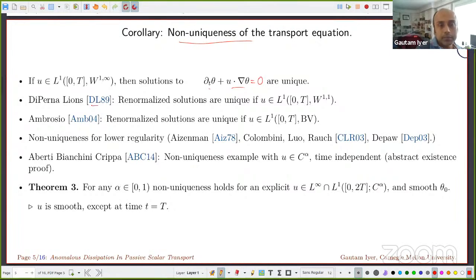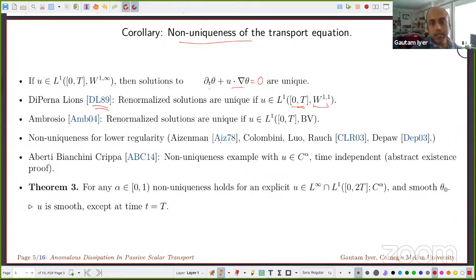The nice results of DiPerna-Lions in 89 said, hey, look, if I want to solve it with rougher velocity fields, right? So here u is L1 in time with values in W11. They have this notion of renormalized solutions and they stay unique in this regularity class, right? And then Ambrosio extended it, instead of L1 in time with values in W11, to L1 in time with values in BV. Renormalized solutions are still unique, right? And if you go below, there are counterexamples, right?